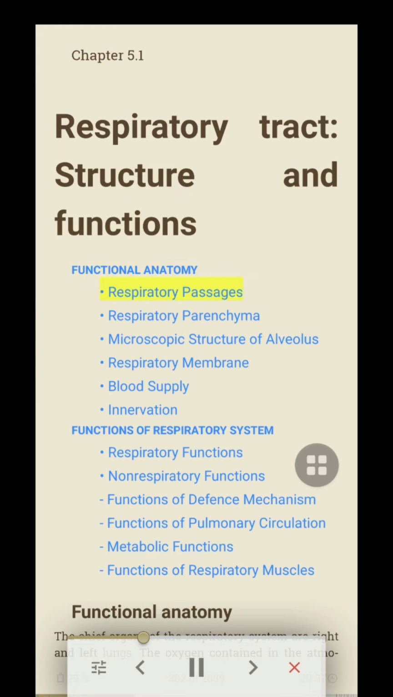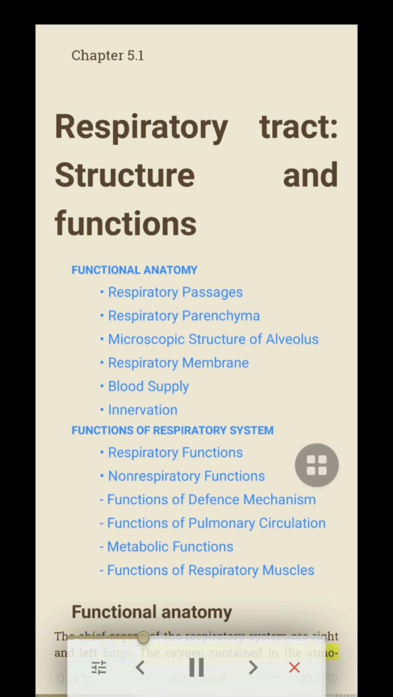Functional Anatomy. Respiratory Passages. Respiratory Parenchyma. Microscopic structure of alveolus. Respiratory membrane. Blood supply. Innervation. Functions of respiratory system. Respiratory functions. Non-respiratory functions. Functions of defense mechanism. Functions of pulmonary circulation. Metabolic functions. Functions of respiratory muscles.